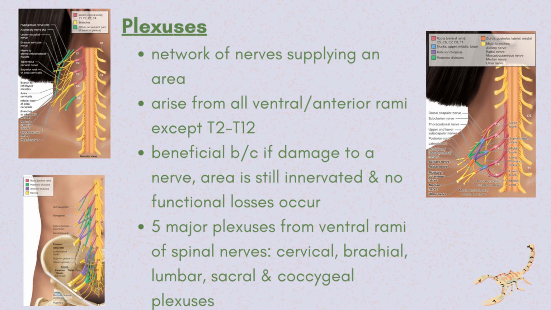There are 5 major plexuses that form from the ventral rami of spinal nerves. They are the cervical, brachial, lumbar, sacral, and coccygeal plexuses. This slide shows some of these plexuses.